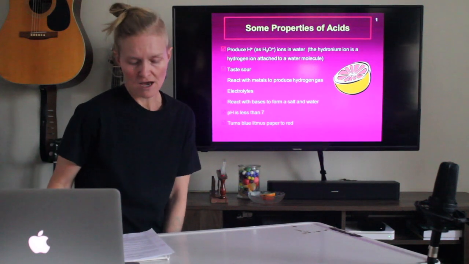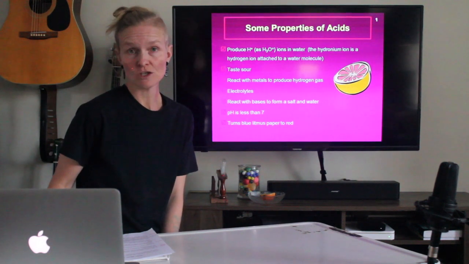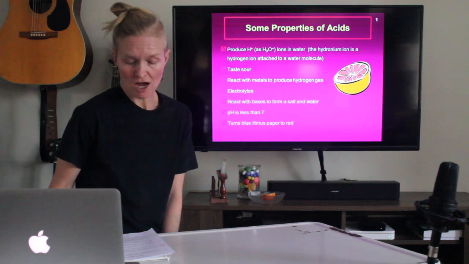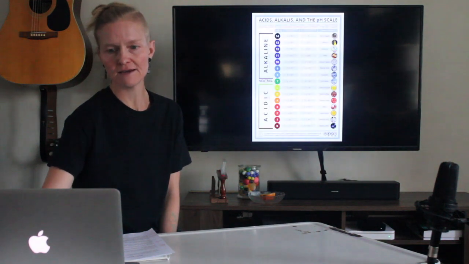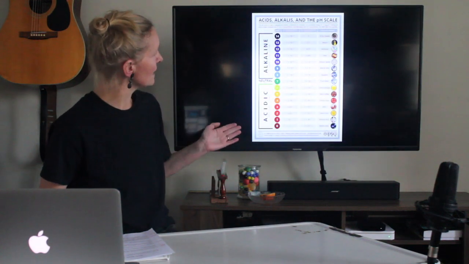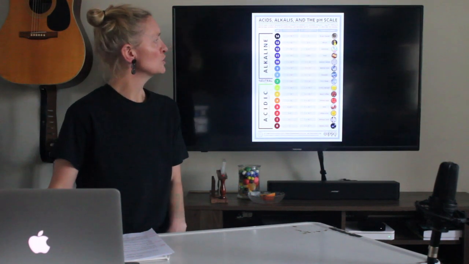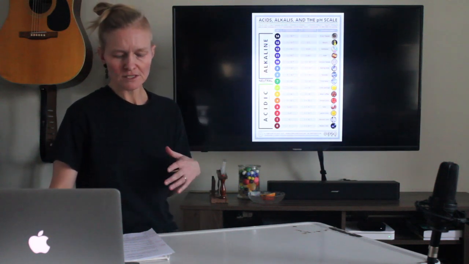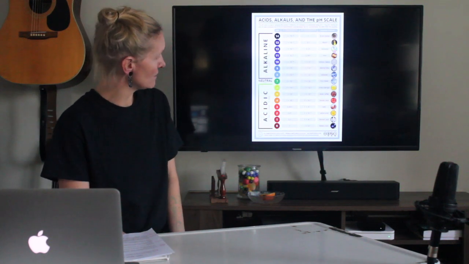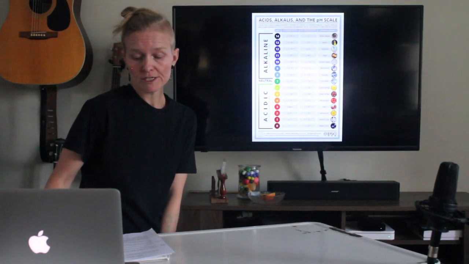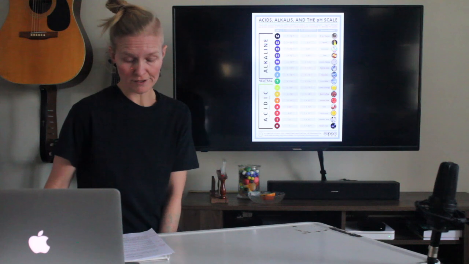The physical properties of an acid are that they taste sour in an aqueous solution with water. They have a pH of less than 7, which is neutral. Let's go back and have a look at that pH scale again. Right in the middle of the pH scale is the number 7, which would be pure water. Acids will fall below 7 on the pH scale, and they will turn litmus paper red, and they conduct electricity when dissolved in water.